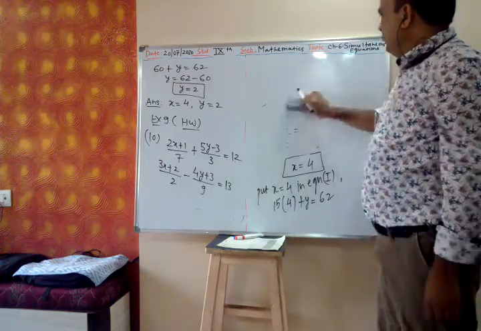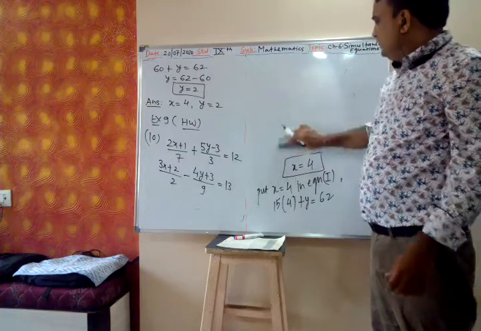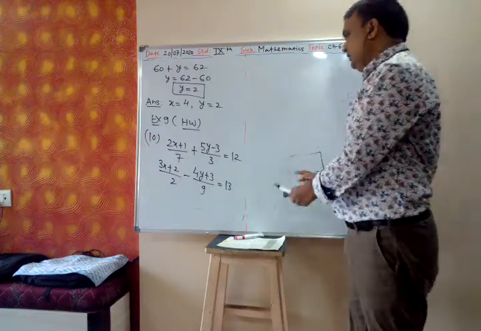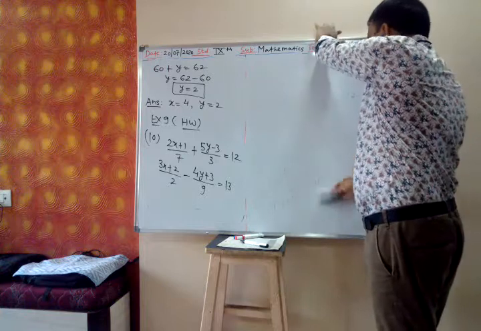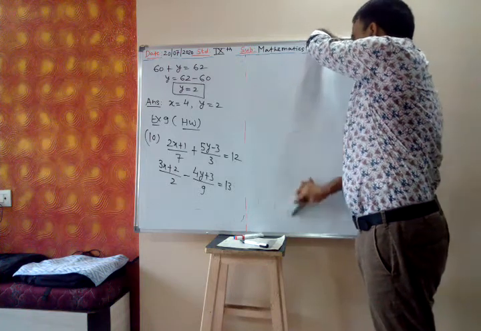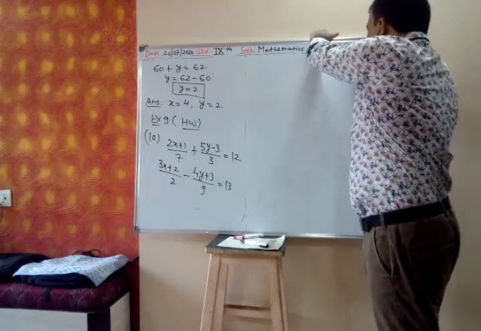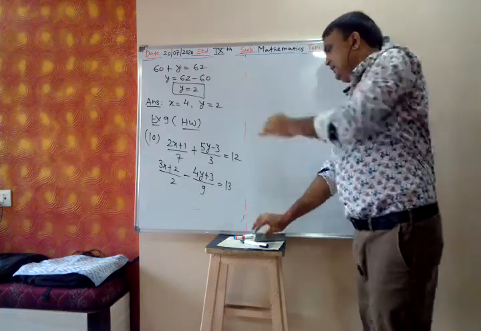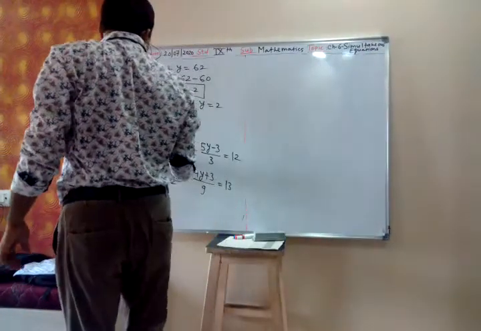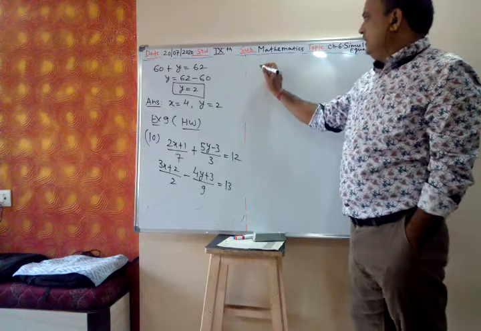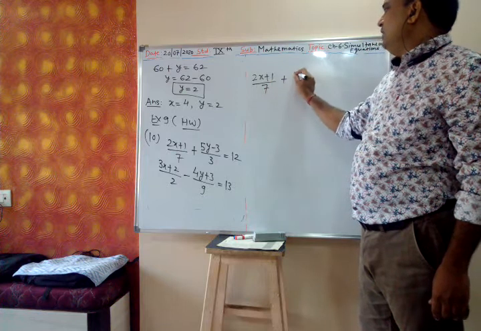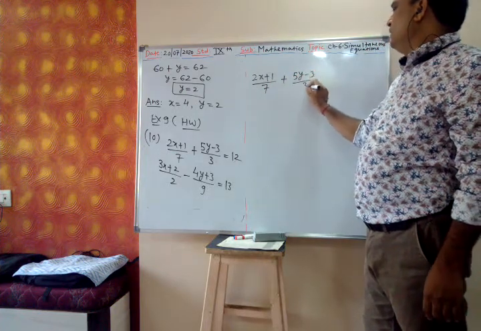You have to take the LCM of denominators, simplify that and get equation 1 and 2. So denominators of the first equation are 7 and 3. So LCM of 7 and 3 is 21. So we have to make the denominator equal 21. So 2x plus 1 upon 7 plus 5y minus 3 upon 3 is equal to 12.